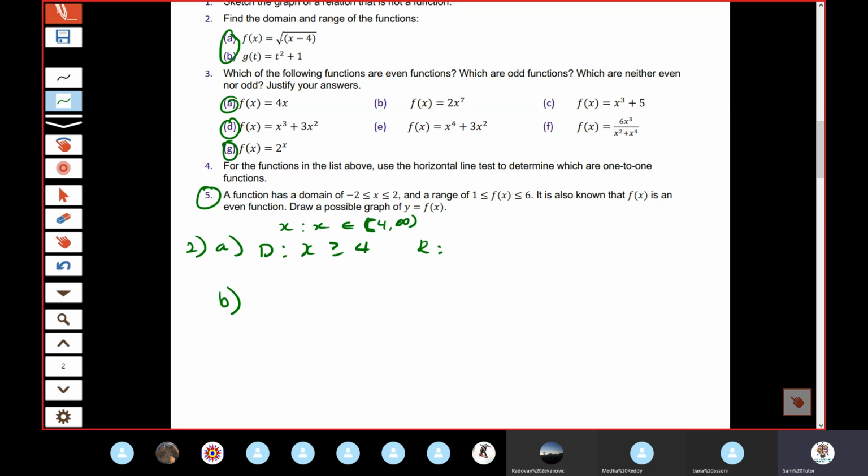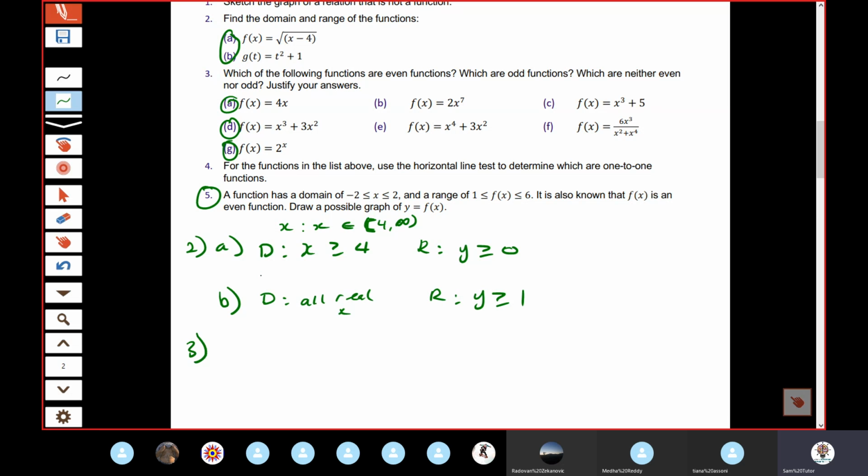Range. Obviously, you know that the square root will never be negative. So therefore, your range must be of y is greater than or equal to 0. Square root will never be negative, so y must be greater than or equal to 0. Any questions about A? B, it's a parabola, so all real x. Your range, obviously it's shifted up 1, so your range is greater than or equal to 1.